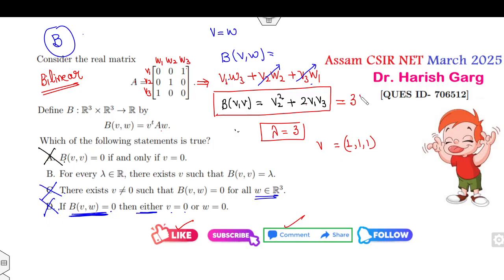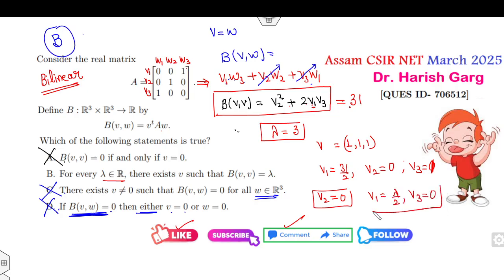If you choose this number as 31, again I can choose V1 as 31 over 2, V2 will be 0, V3 will be 1. For every value of lambda you can choose V2 as 0, V1 as lambda over 2 and V3 as 0. So there exists a V which is (lambda by 2, 0, 0), so that this value is true. So the right answer of the problem is B.